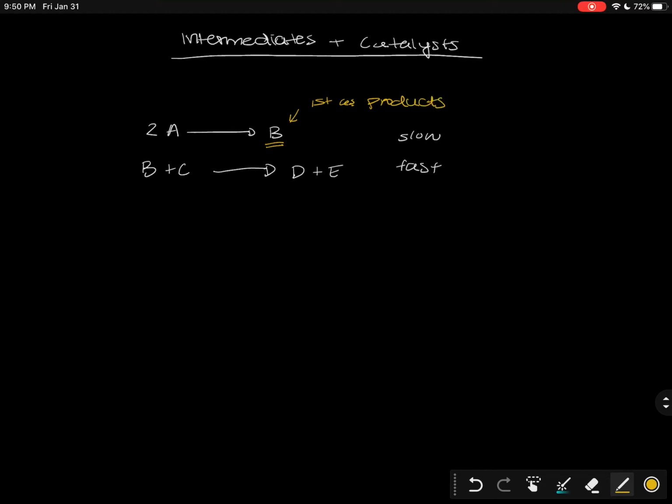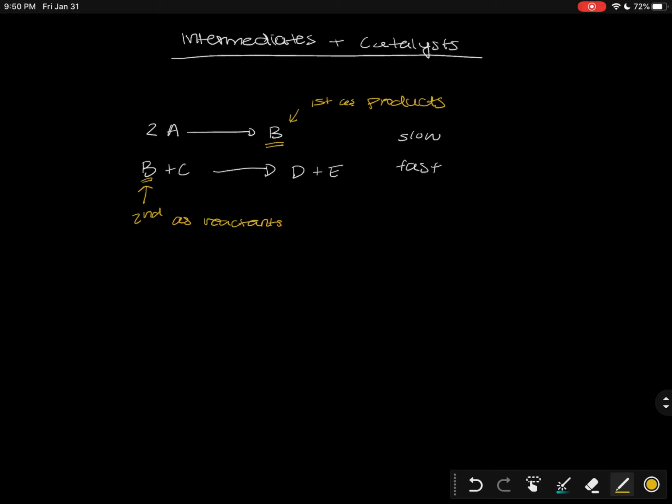and then second as reactants. So we can see here that B is going to be an intermediate because it is consumed in the reaction, and first shows up as a product, second as a reactant, which is going to be opposite of catalysts, which we'll see in just a minute.